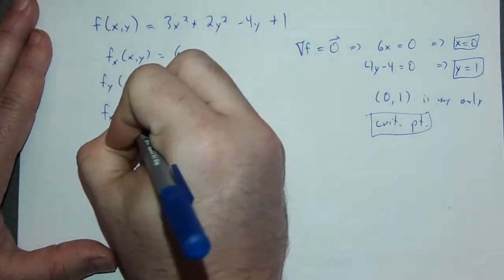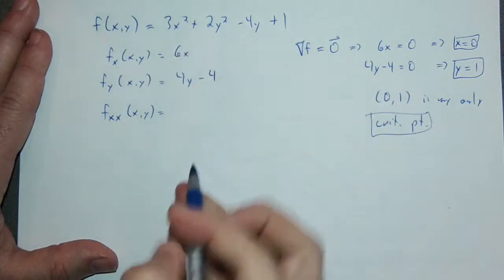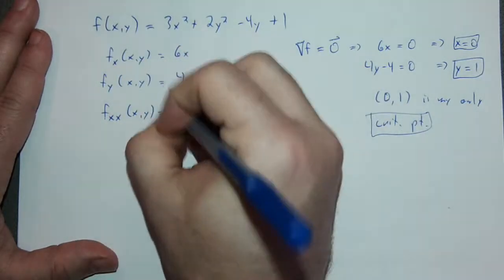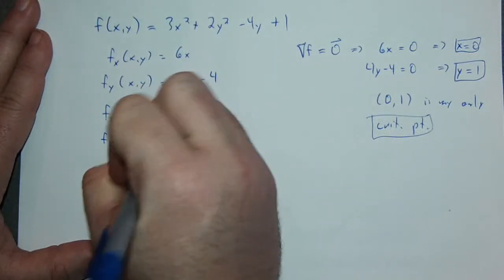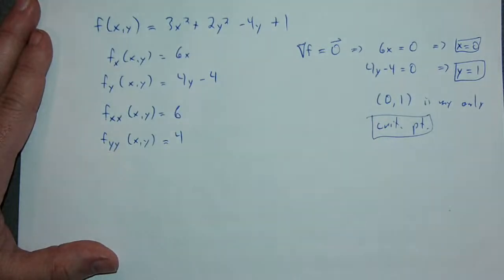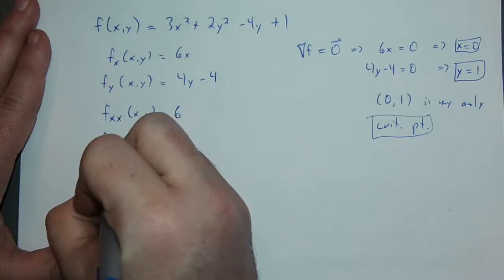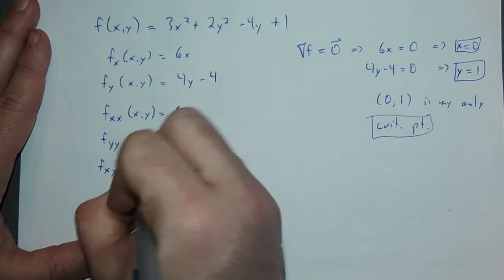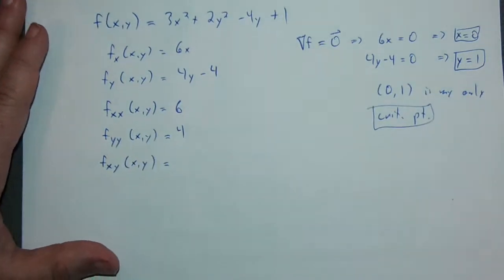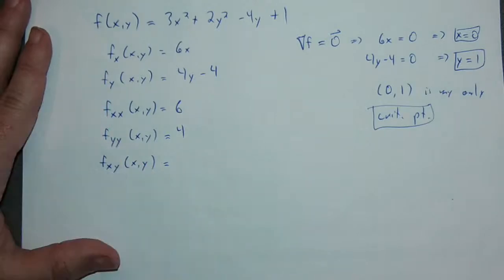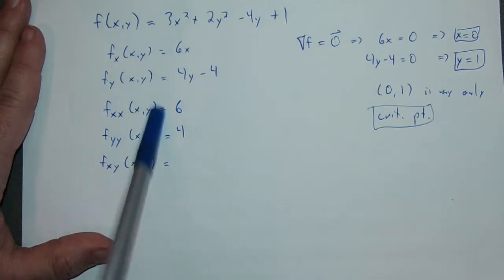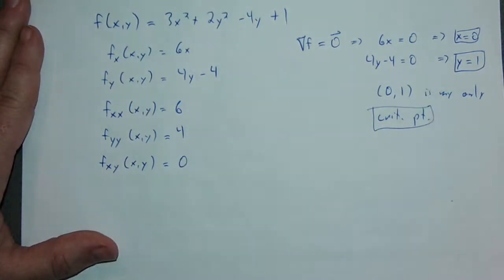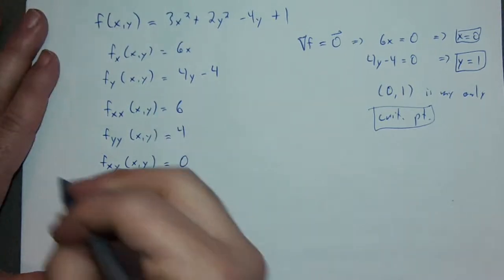So I compute the double x partial of f. And of course, the x partial of the x partial, that's just 6. I compute the double y partial of f, which is just 4. And then I compute the mixed xy partial of f, which is, I can pick either one I want to. I can take the y partial of the x partial or the x partial of the y partial. In either case, I get 0. Okay, so this is going to be a pretty easy second partials test to carry out.